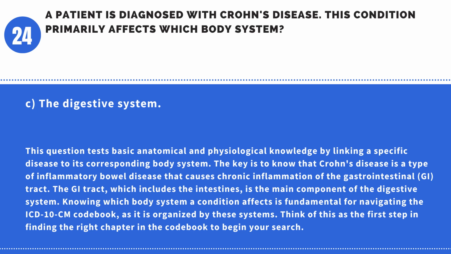This question tests basic anatomical and physiological knowledge by linking a specific disease to its corresponding body system. The key is to know that Crohn's disease is a type of inflammatory bowel disease that causes chronic inflammation of the gastrointestinal, GI, tract. The GI tract, which includes the intestines, is the main component of the digestive system. Knowing which body system a condition affects is fundamental for navigating the ICD-10-CM codebook, as it is organized by these systems. Think of this as the first step in finding the right chapter in the codebook to begin your search.